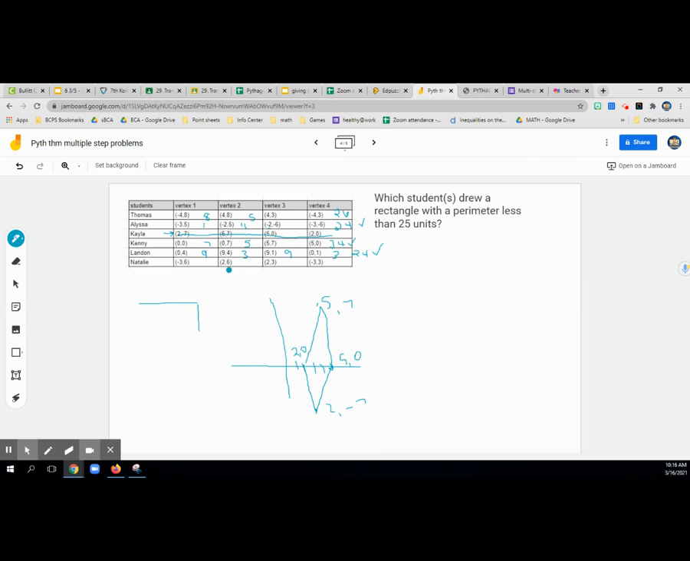Let's look at Natalie. Negative 3 comma 6 and 2 comma 6. The difference is in the x value, and the difference is 5. It's really negative 5, but whichever direction you go doesn't matter if we're dealing with the distance of a side of a rectangle. Looking at 2 comma 6 to 2 comma 3, the difference is in the y value, and 6 minus 3 is 3. Then 2 comma 3 to negative 3 comma 3, the difference is in the x, and that's 5. Going from negative 3, 3 to negative 3, 6, that's a difference in the y of 3. So she has a rectangle as well. We've got 5 and 3, add them together, you get 8. Double it, you get 16. Natalie had a perimeter of less than 25 units.